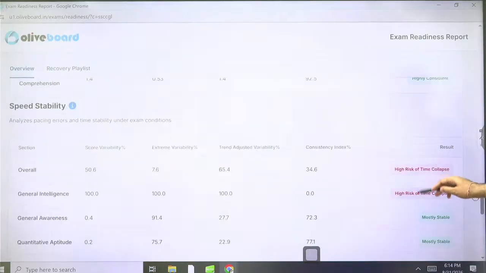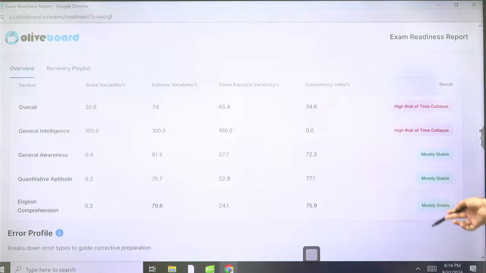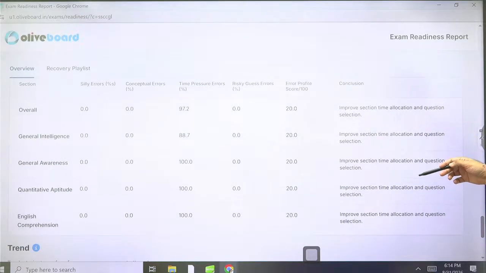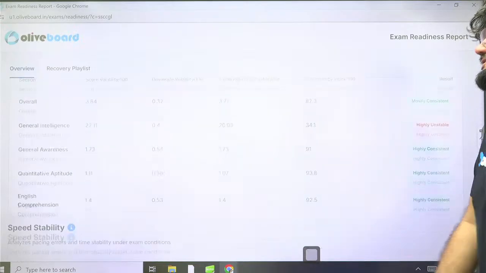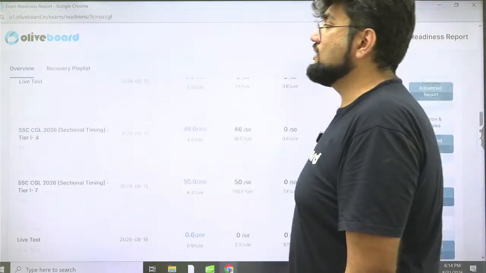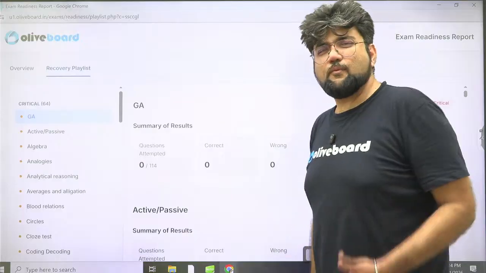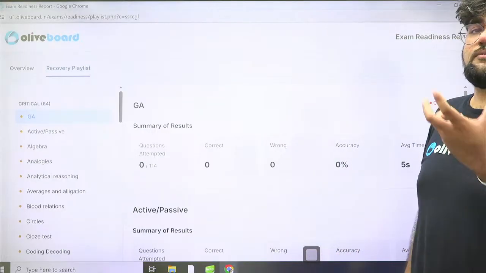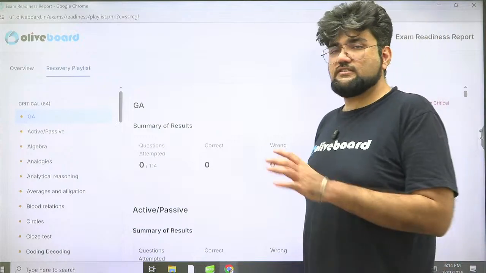You can see these color-coded tags here. They are auto-generated. They'll let you know what your standing is and how much you need to improve. But even better than this, which is actually a very good input, if you click on recovery playlist, this becomes more interesting. Supposedly, I want to know how well I have performed in a particular topic in the last 10, 12, 15 mocks. So this is divided topic wise, subject wise.